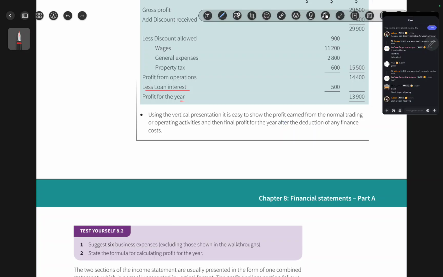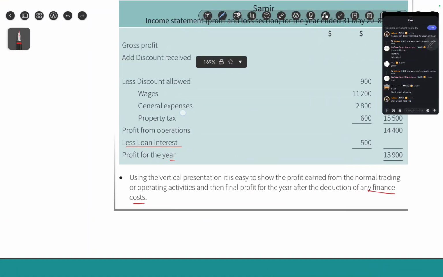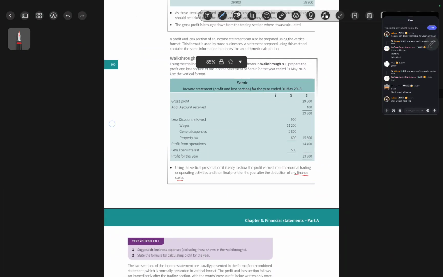It's easy to show the profit earned from the normal trading and the final profit for the year after reduction of any finance costs. They call this a finance cost because it's a loan interest, interest on a loan. So it's not related to your business. It's not your running cost. It's a finance cost. So you do profit from operations separately. You take any finance cost, mostly your loan interest and that kind of stuff, and then you get profit for the year. But it's not necessary. You're just going to look cool if you do it.